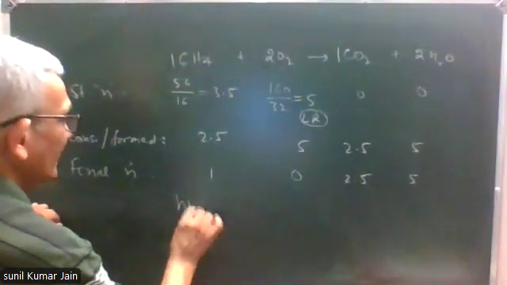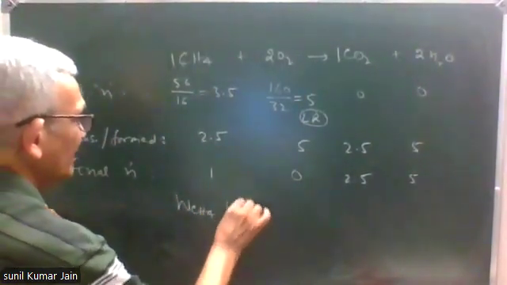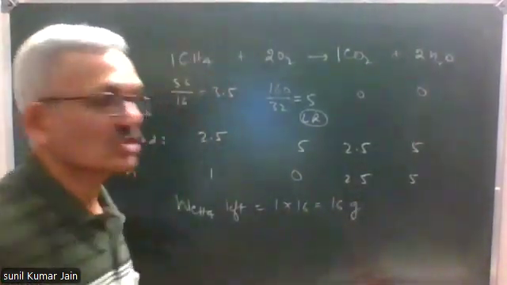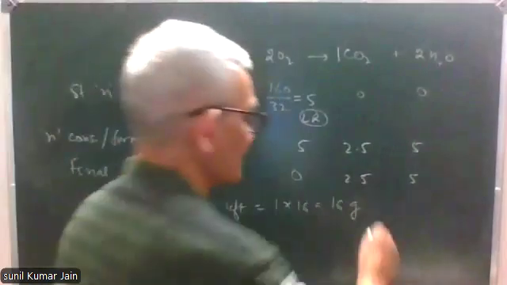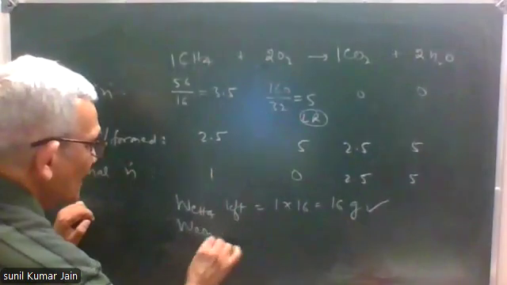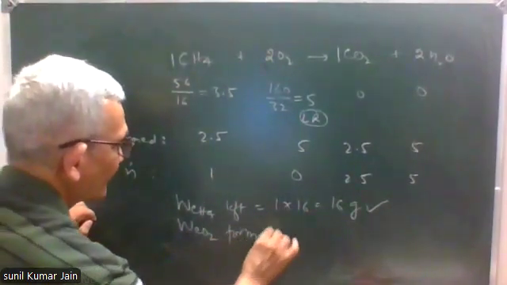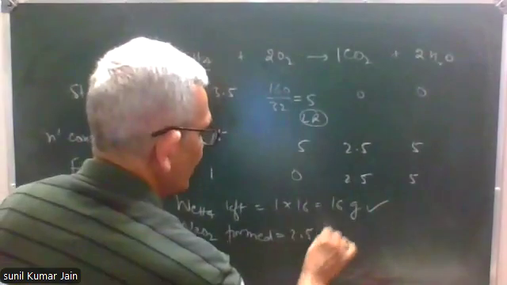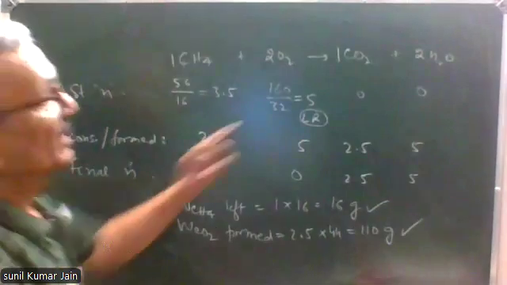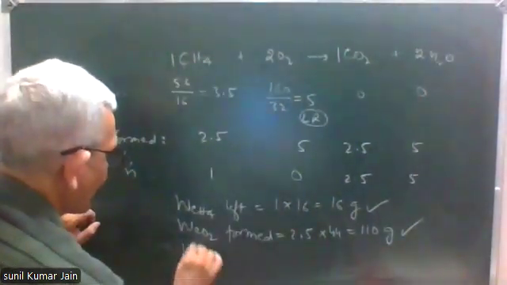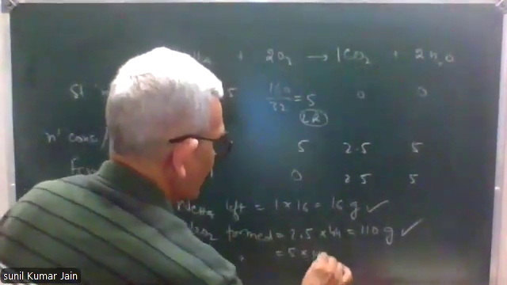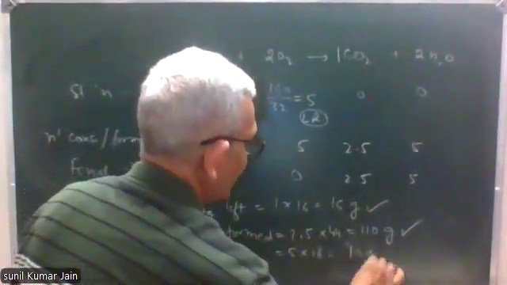Now, weight of methane left. 1 mole into molecular weight, 16 grams of methane is left. That is one answer. Weight of CO2 formed. 2.5 mole into molecular weight 44, 110 grams. Weight of water formed. 5 moles into molecular weight 18, 90 grams.